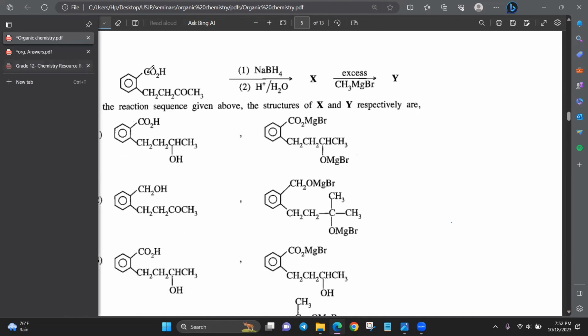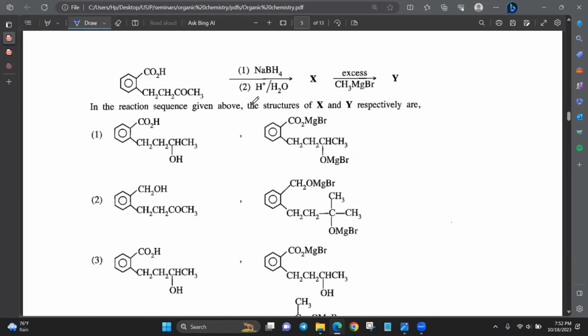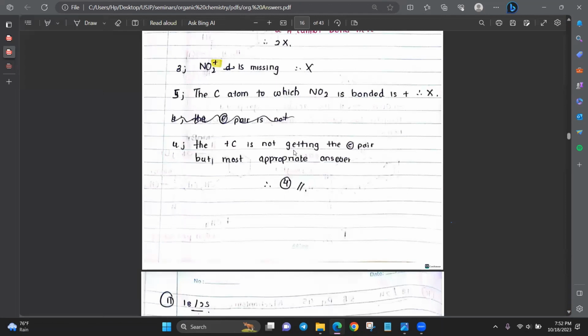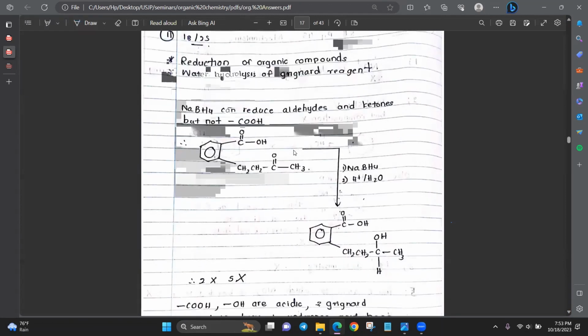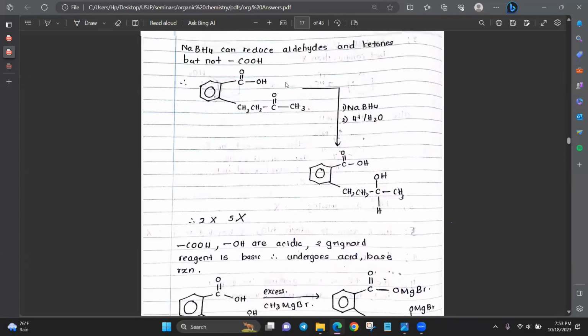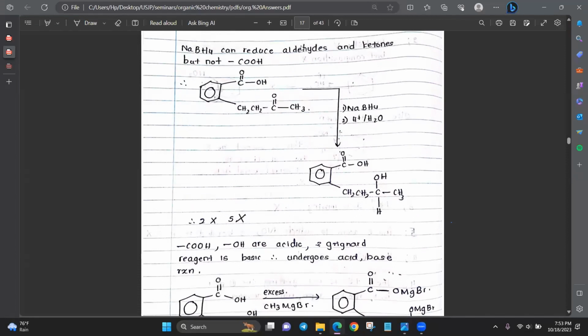Right, so we'll come to the next question. Now they have given us a reaction sequence. We have to find what X is and what Y is. For this, we need to know 2 things: the reduction of organic compounds and the hydrolysis of the Grignard reagent. Give me a second.